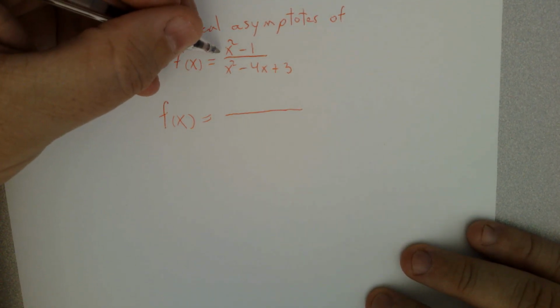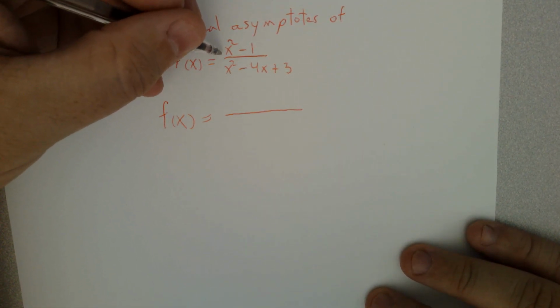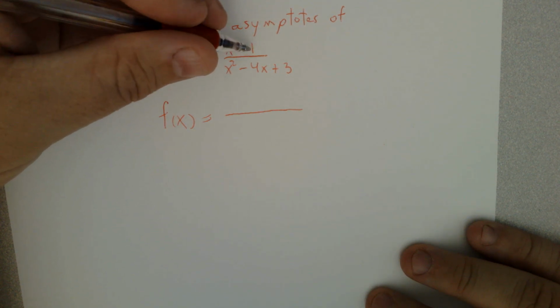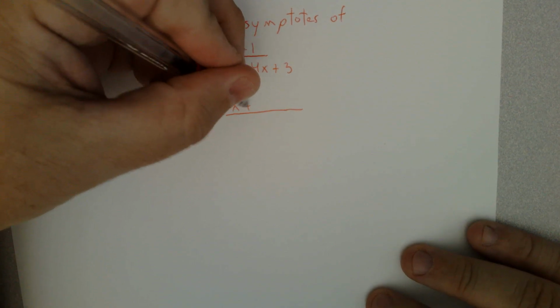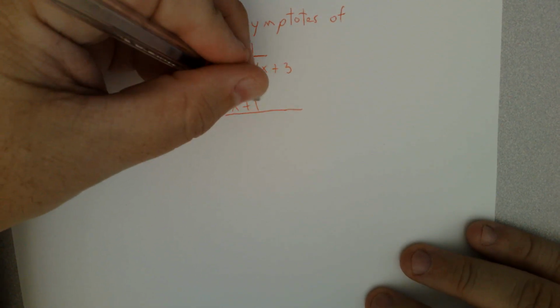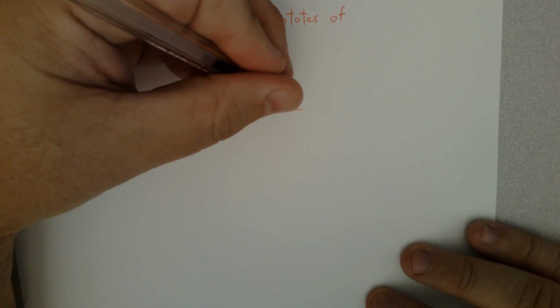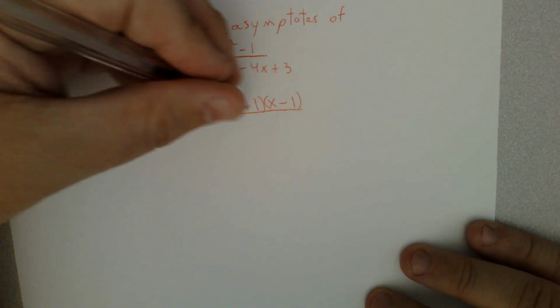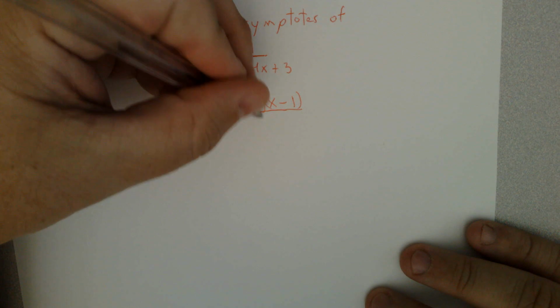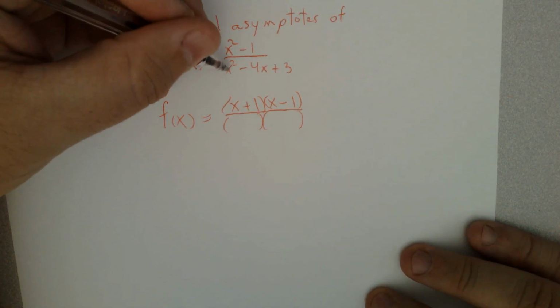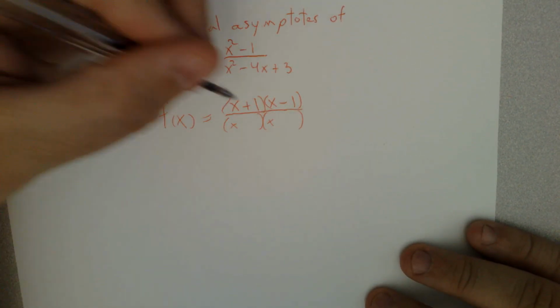So in the numerator we have our special case factoring, a squared minus b squared. We know that that factors into a plus b times a minus b, in this case x plus 1 and x minus 1. In the denominator here, we know that x squared can only come from x and x.